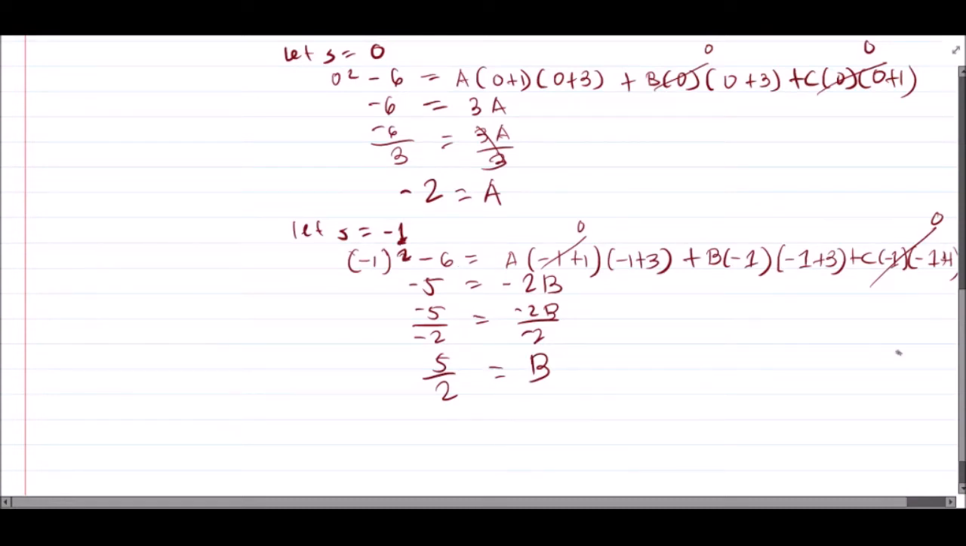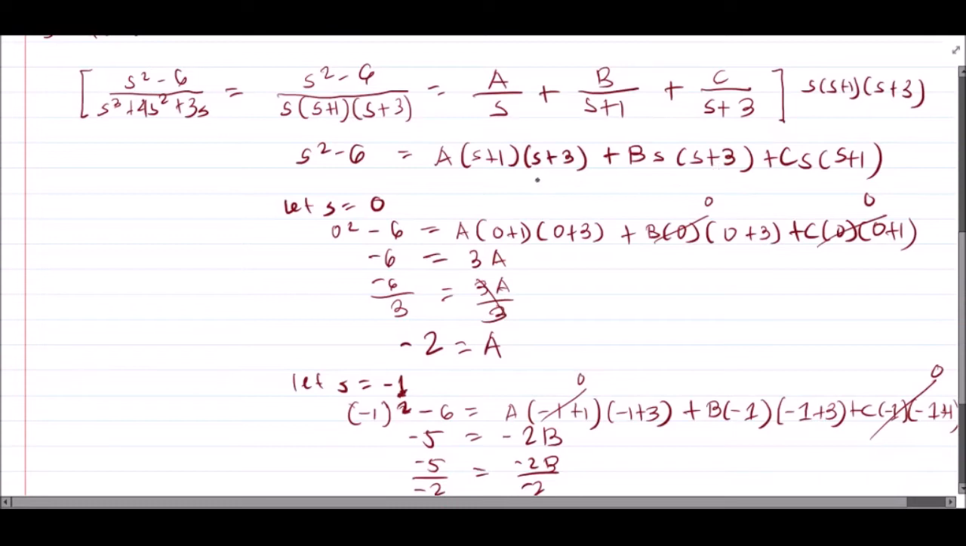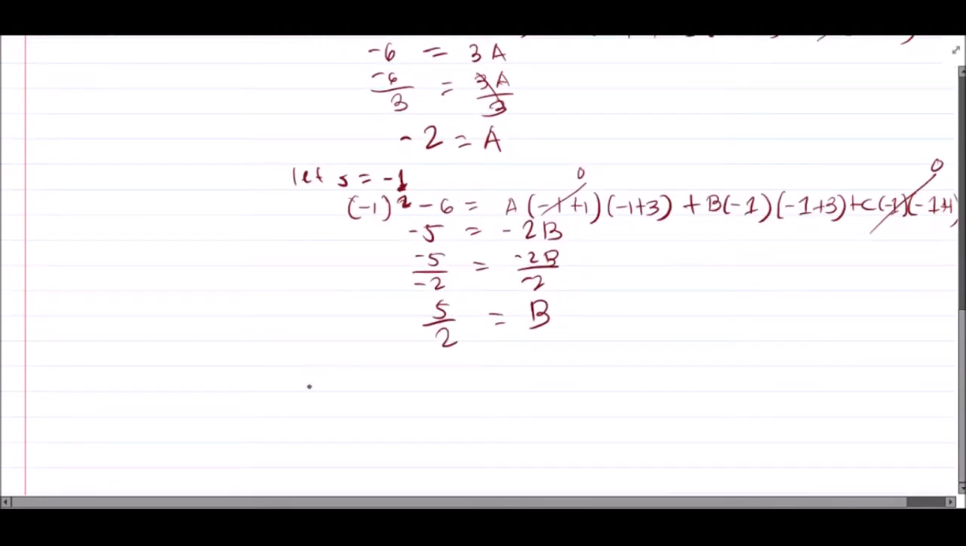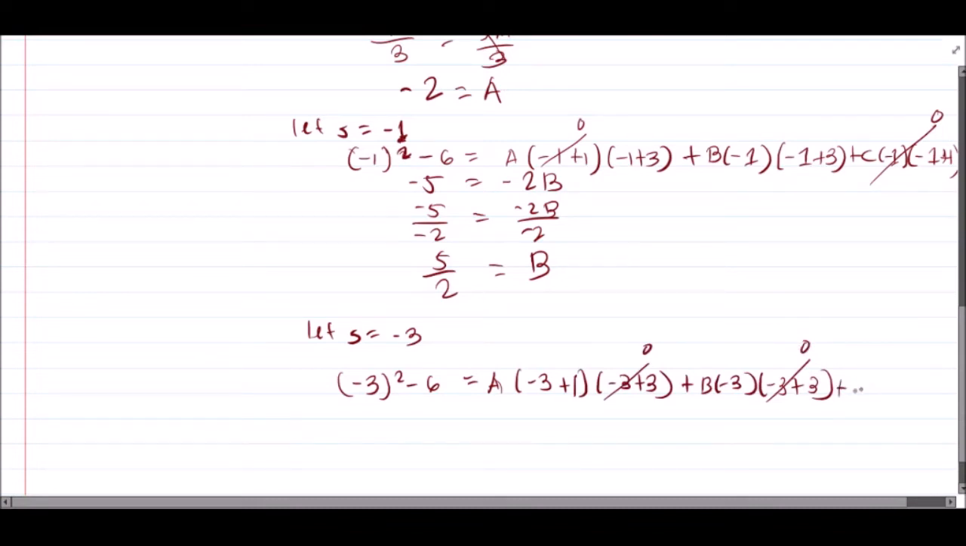Okay, now let's assume again a value for our s. For this one, I will eliminate a and b, so I will let s be equal to negative 3, no? So we end up with negative 3 squared minus 6 is equal to a times (negative 3 plus 1)(negative 3 plus 3). So this will be equal to 0, plus b times negative 3 times (negative 3 plus 3), again equal to 0, plus c times negative 3 times (negative 3 plus 1).